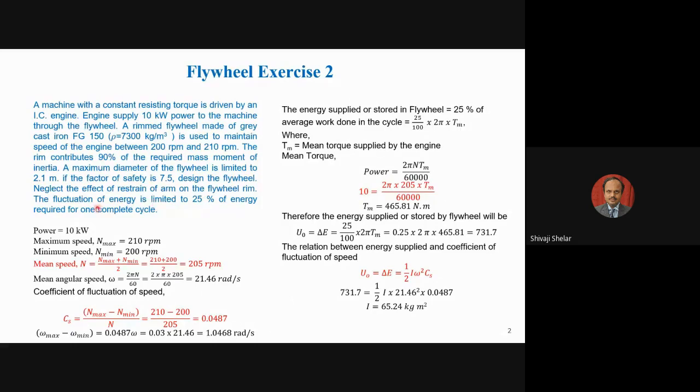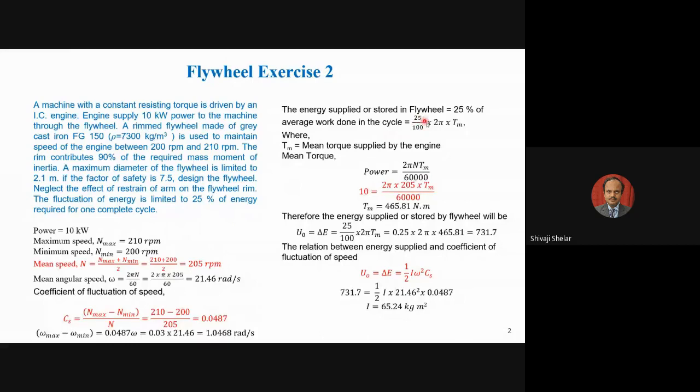Now the energy stored or supplied by the flywheel is given here. The fluctuation of energy is limited to 25% of the energy required for one complete cycle. So this much energy needs to be stored at some moment and supplied at the other moment when it is starving. So the energy supplied or stored by the flywheel is 25% of the average work done in the cycle.